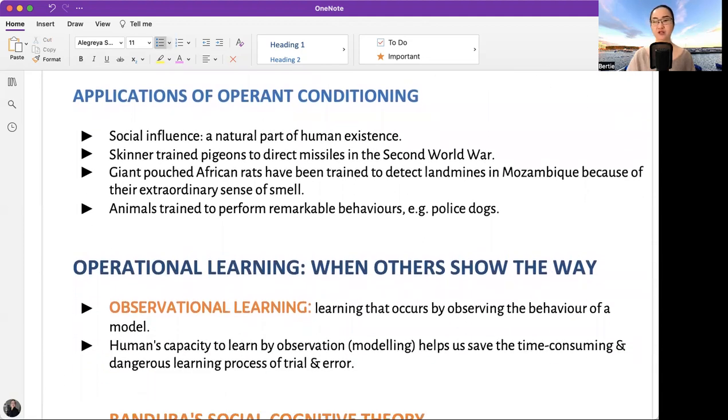Applications of operant conditioning. Social influence is a natural part of human existence. Skinner trained pigeons to direct missiles in the Second World War. Giant pouched African rats have been trained to detect land mines in Mozambique because of their extraordinary sense of smell. Animals are trained to perform remarkable behaviors, for example police dogs.